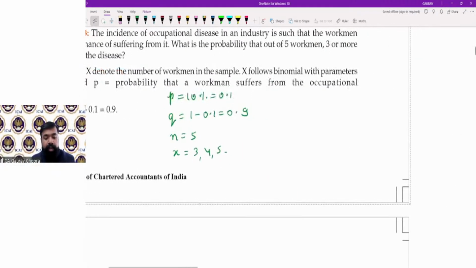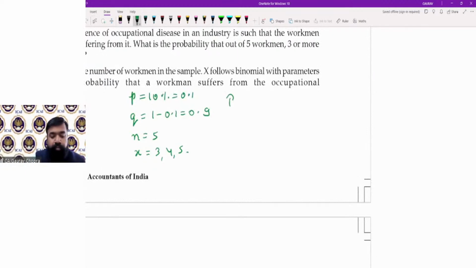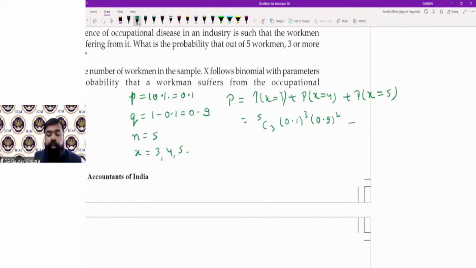So you have to find all these values. Now simplify. Therefore, the required probability will be P(X=3) plus P(X=4) plus P(X=5). This we have to simplify. So what is P(X=3)? 5C3, then 0.1 to the power of 3 and 0.9 to the power of 2, plus 5C4, 0.1 to the power of 4 and 0.9 to the power of 1, plus 5C5, 0.1 to the power of 5 and 0.9 to the power of 0. So we have to add all these three and get the results.